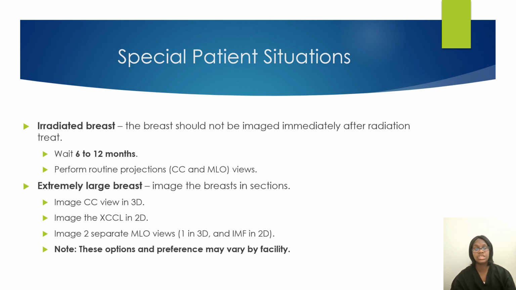For a patient that has extremely large breast tissue, image the CC view in 3D. If you clip the side, get an ACCL view. I always do this in 2D, and normally the radiologists do not have a problem with that. For your MLO views, take two separate ones. Get a good image in 3D. If you do not get a good IMF, you can always redo that in 2D.